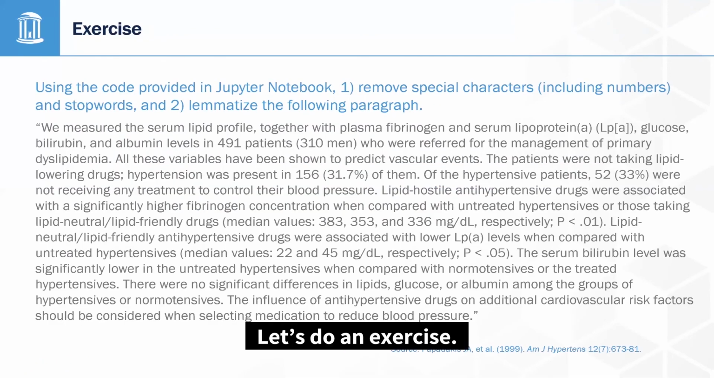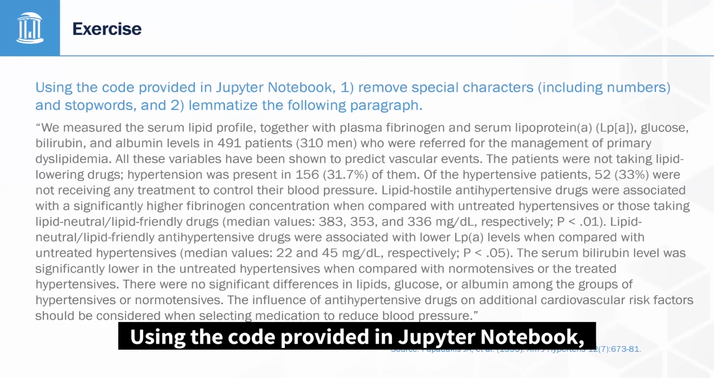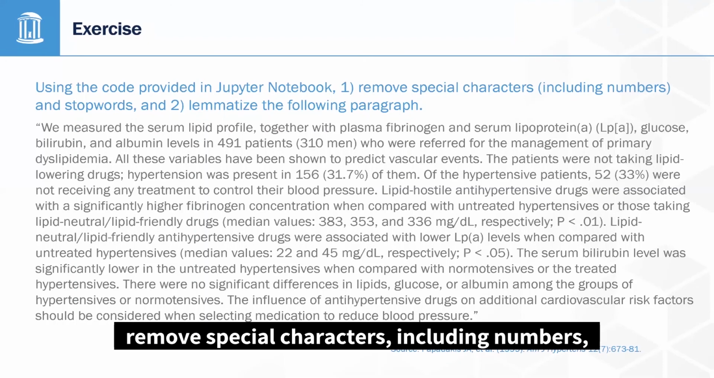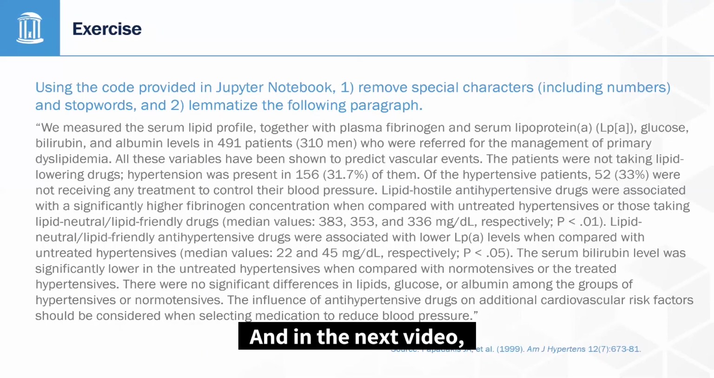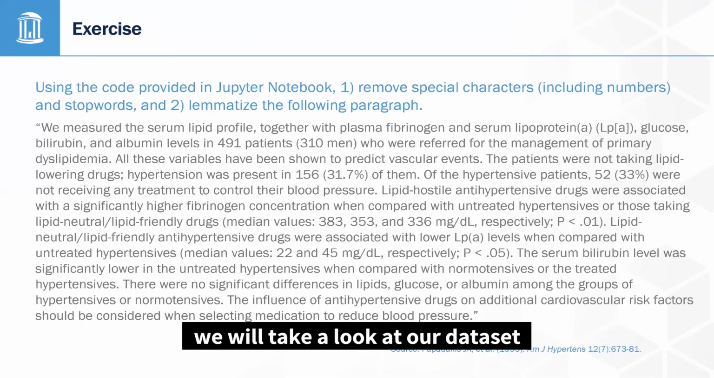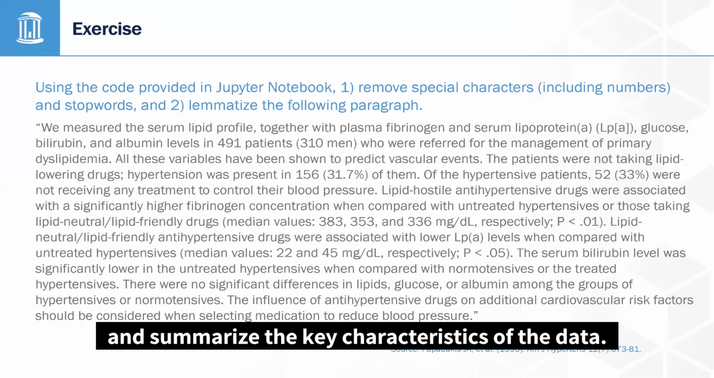All right, let's do an exercise. Using the code provided in Jupyter Notebook, remove special characters, including numbers and stopwords, and lemmatize the following paragraph. And in the next video, we will take a look at our dataset and summarize the key characteristics of the data. Good luck.